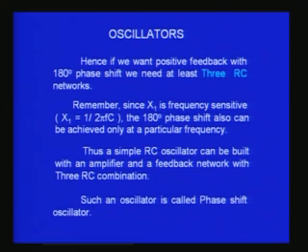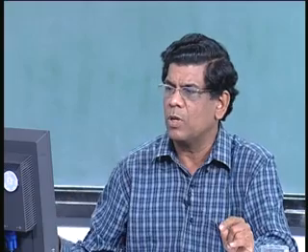When it is less than 90 degrees, even 2 RC networks cannot give 180 degrees, and therefore a minimum of 3 RC networks are required to produce a total of 180 degrees phase shift for a given frequency. So this is the principle of a phase shift oscillator. I will talk about it now.